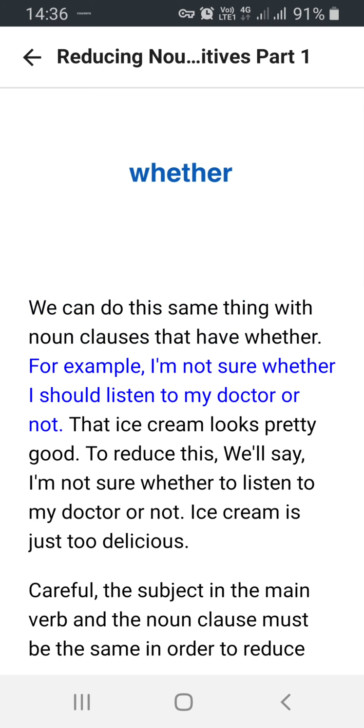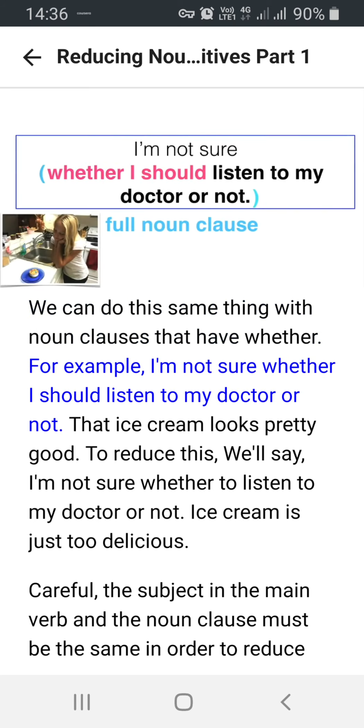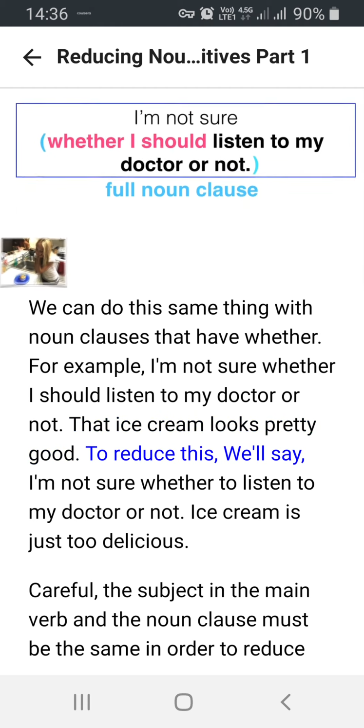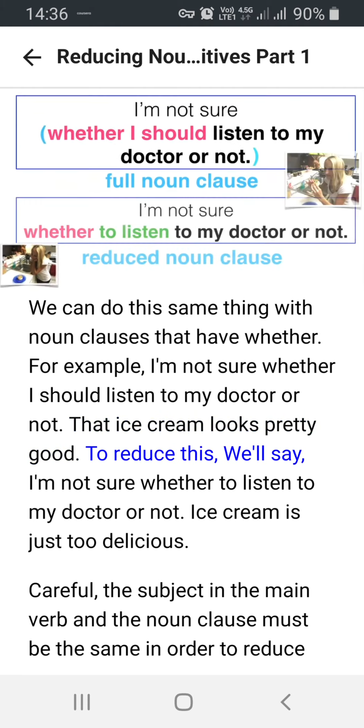For example, I'm not sure whether I should listen to my doctor or not. That ice cream looks pretty good. To reduce this, we'll say, I'm not sure whether to listen to my doctor or not. Ice cream is just too delicious.